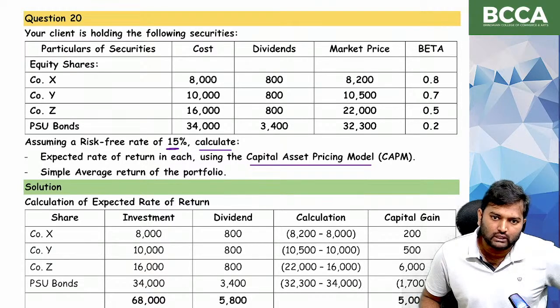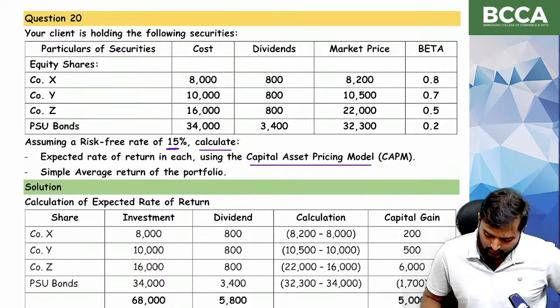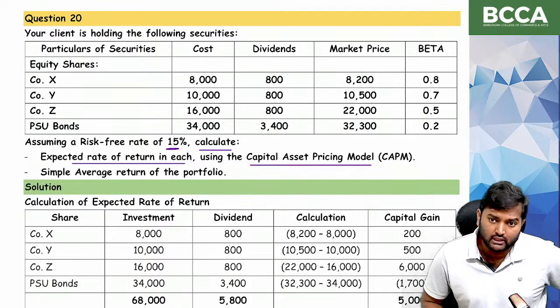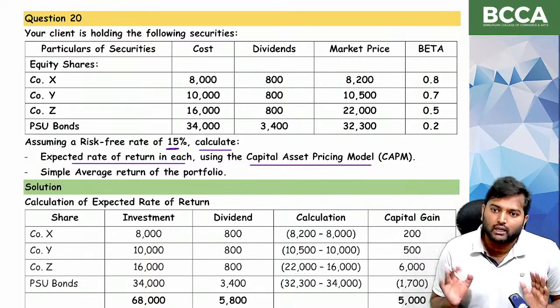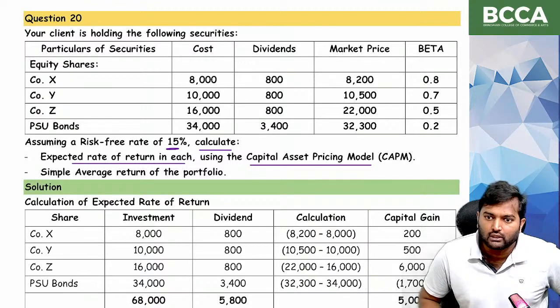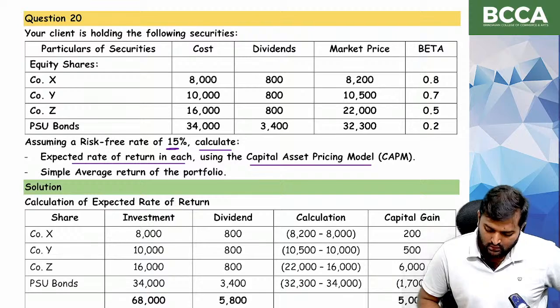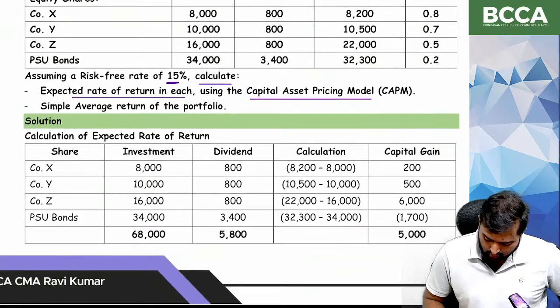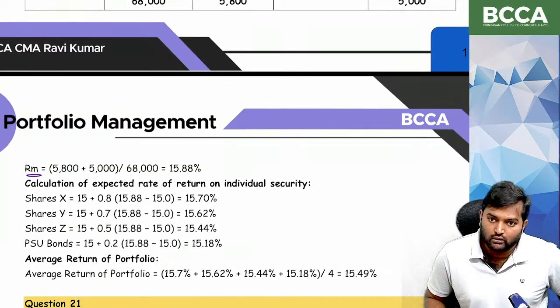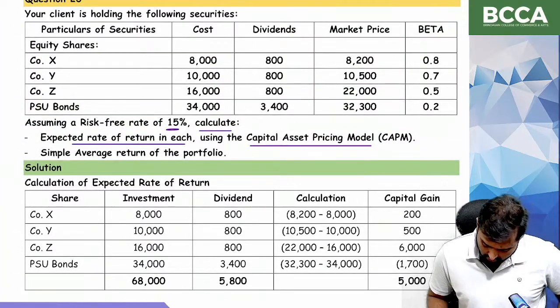Last question, average return of a portfolio is given, but in this question, risk-free rate is given. What is the risk-free rate? 15%. For finding out expected rate of return in each case, we want RM. If RM is available, then we can find out CAPM return in each case. Yes or no? So how do we get RM? We are assuming the actual return of a portfolio as RM. Yes or no?